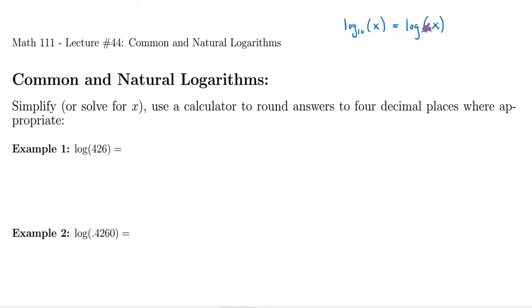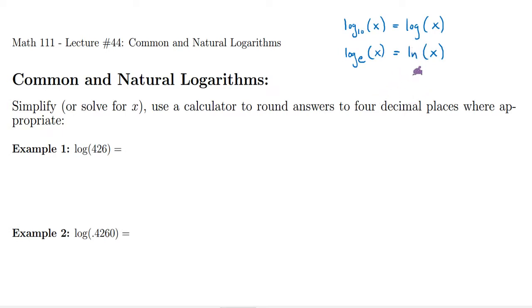Unfortunately, some texts actually use this for the natural log, so that could be confusing, but this one is very consistent, so we will stick with what we have in the text. So this is the log base 10. The log base e, we can denote that with ln, so that is the natural log.